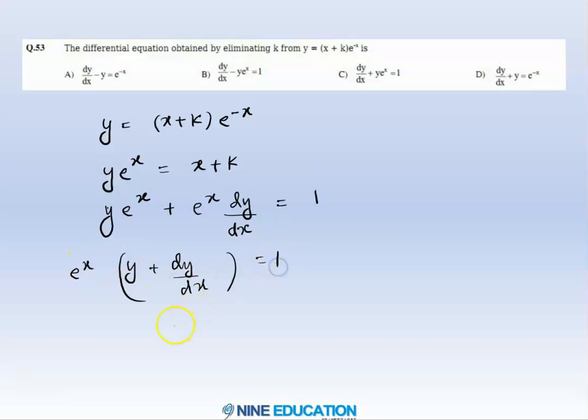That is equal to 1, and therefore y plus dy by dx is equal to 1 by e power x, which is e power minus x. So the correct option is D.